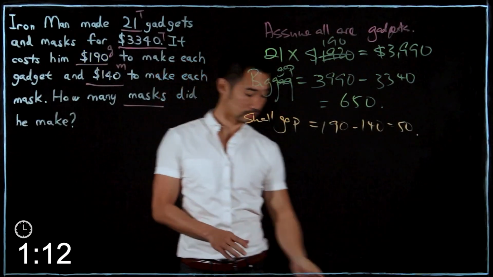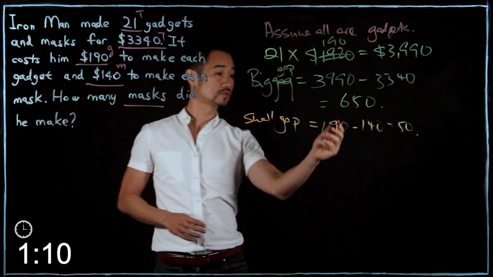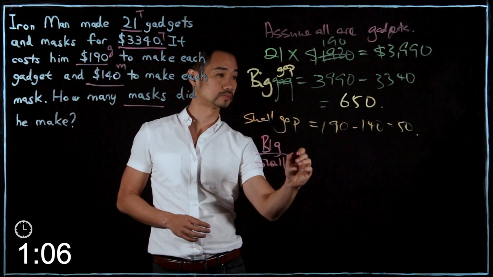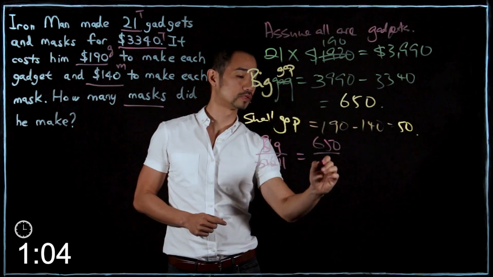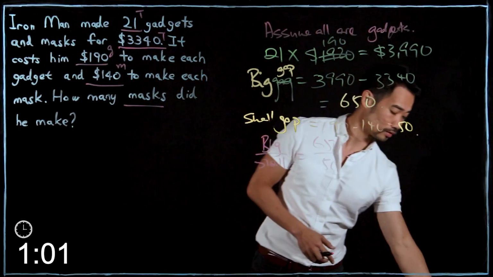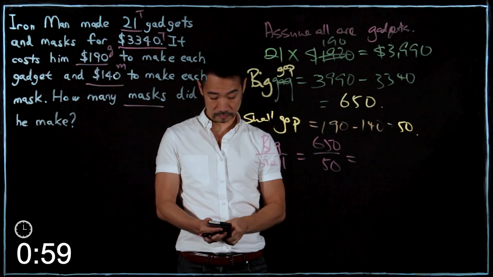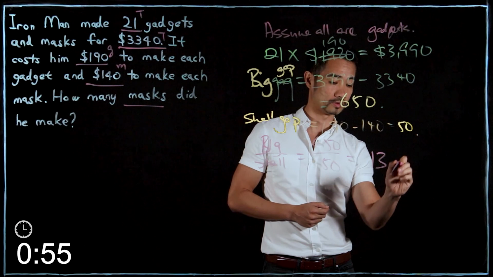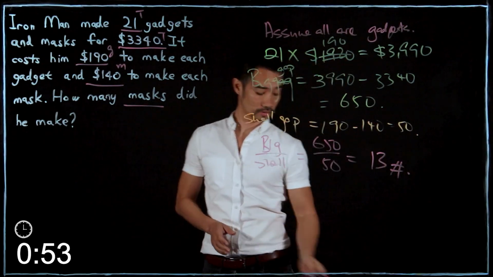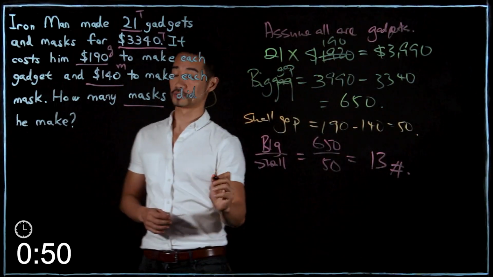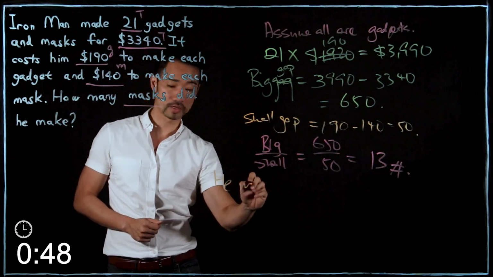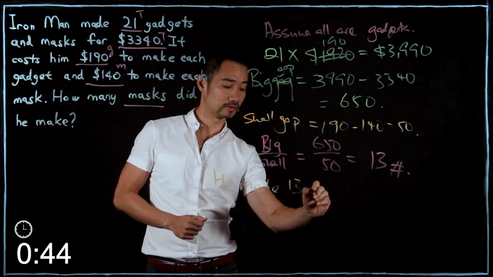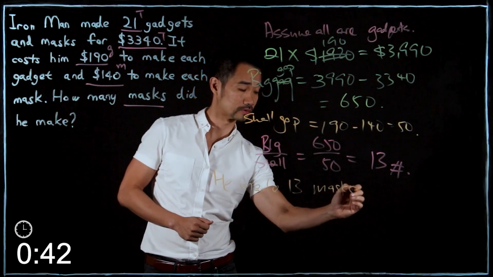Okay, then I find what is the difference. So difference will be big gap over small gap. Big over small is 650 over 50. Then I get 13. Okay. So then, he made 13 masks. Okay. All right.